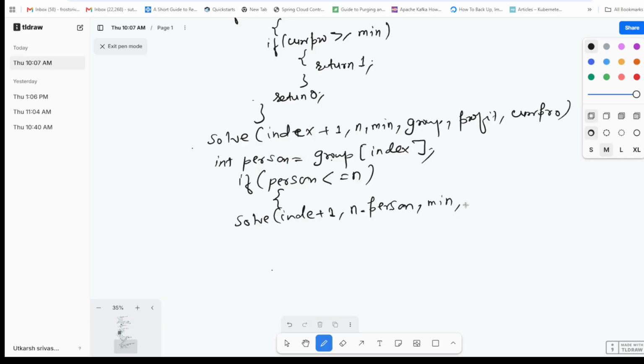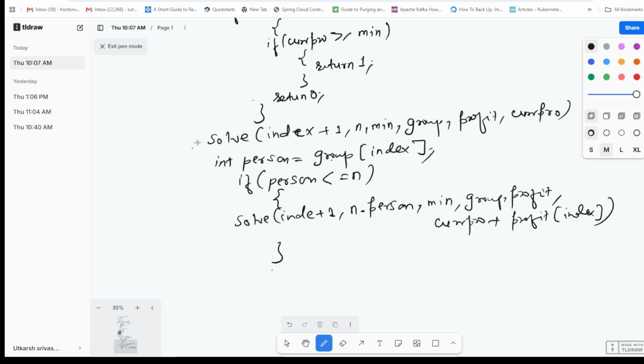Min profit, group, and profit. Also since we have taken it, our current profit will increase. So what is the current profit? It will be profit of index, right?